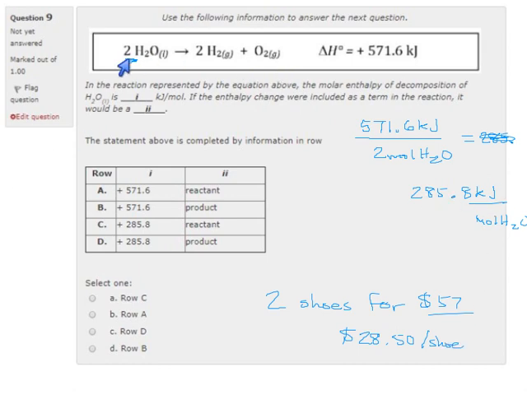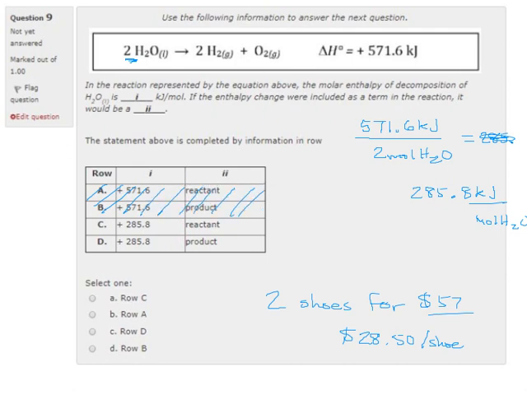The reaction is saying, if you started with 2 moles of water, you'll get this much energy, or you'll have to put in this much energy. We're saying, well, I'm only interested in half that much water, 1 mole. So I guess I only need half that much energy. So our delta H is the 285.8. A and B are traps.